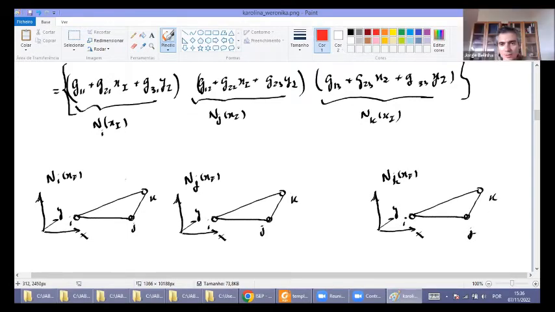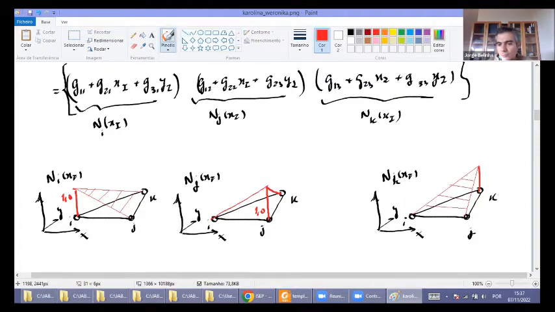You'll see that at node I you get the value of 1, and at all the others it drops to 0, like this. And you have a function that is something like this. If you plot the one for J, you'll see that on node J you get the value of 1, and at the others it drops to 0. And here, you see that you get the value of 1, and the others get to 0. Like this.